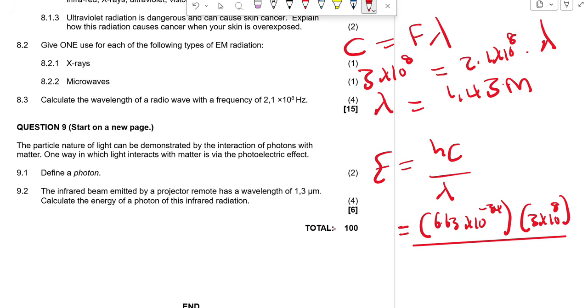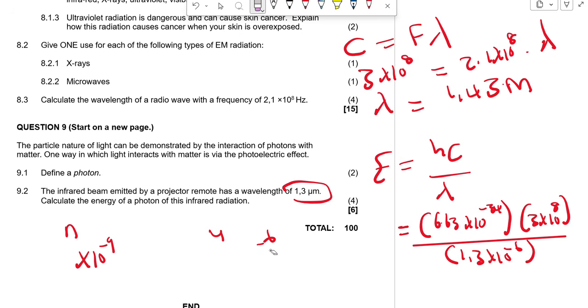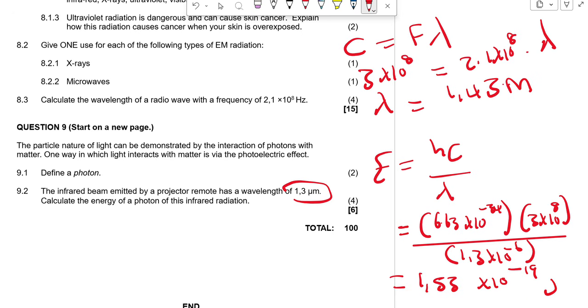We are given a wavelength of 1,3 micro. Micro means you multiply by 10 to the power of minus 6, and nano means multiply by 10 to the power of minus 9. That is the difference. So here we're going to say 1,3 multiplied by 10 to the power of minus 6. You just press your calculator, guys, and then you will get 1,53 multiplied by 10 to the power of minus 19 joules. That's it.